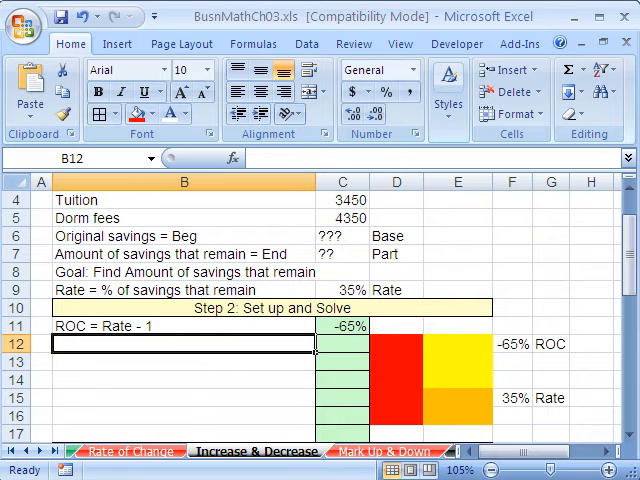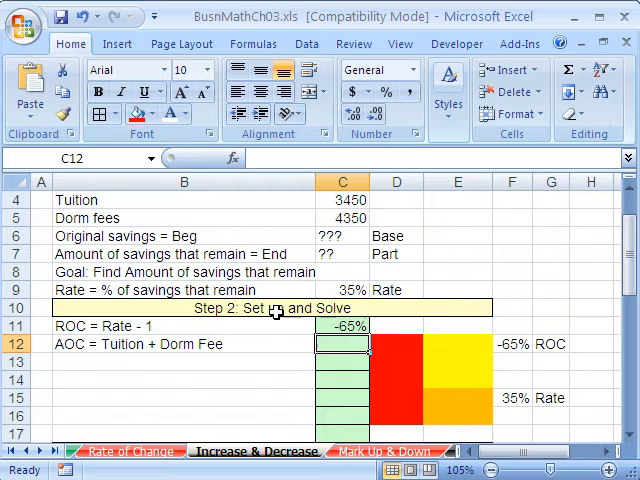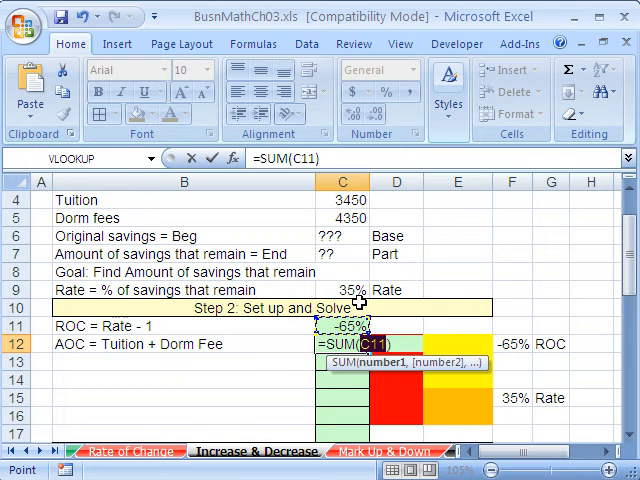Now, the next thing is amount of change. We already know what that is. Equals, in our case, they're just giving it to us. We actually have to add these together. So I'm going to say tuition plus dorm fee. And then here I'm going to Alt equals, which is the keyboard shortcut for AutoSum, and it's guessing wrong, but we know how to redirect it.